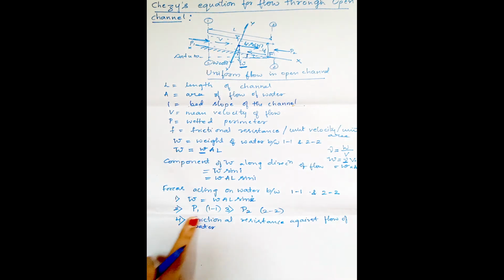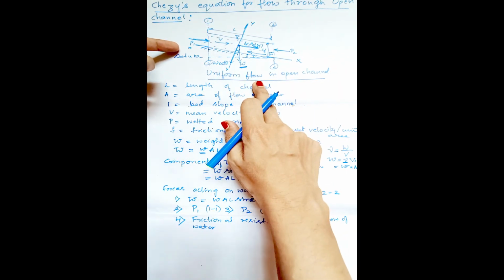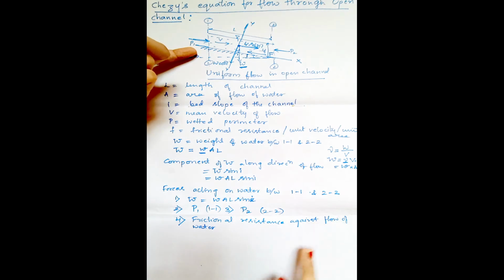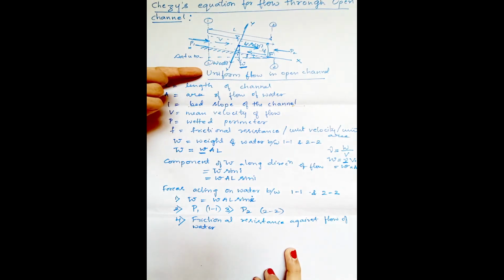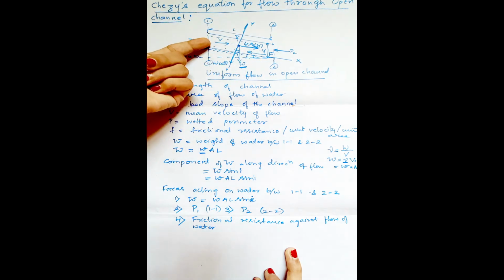So totally there are 4 forces. As per the definition, we have considered the uniform flow. The flow in the open channel we have considered as a uniform flow. So uniform flow means what? The depth of the flow remains the same at section 1 and section 2. Okay, y1 is equal to y2.